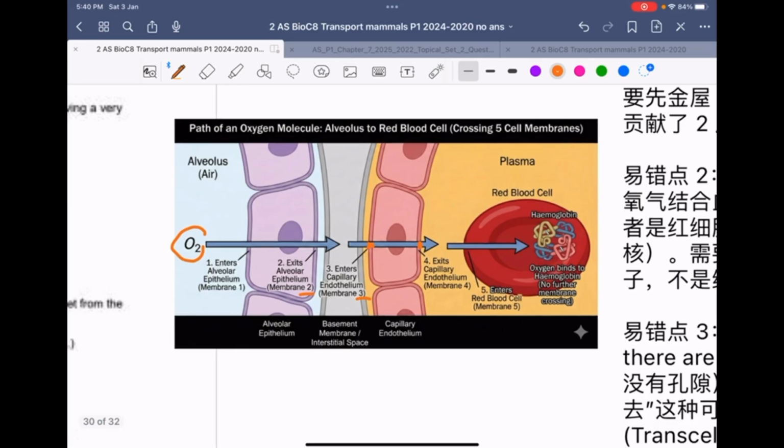And then they get into the red blood cell. So red blood cell is a kind of animal cell, and then they will have the membrane. So the red blood cell has a cell membrane. So until they get into the hemoglobin. So remember that hemoglobin is a kind of protein found inside the red blood cell. So hemoglobin is just a structure, it's not a kind of organelle. So there will be no membrane in the hemoglobin. So total will be 5 membranes to pass through.